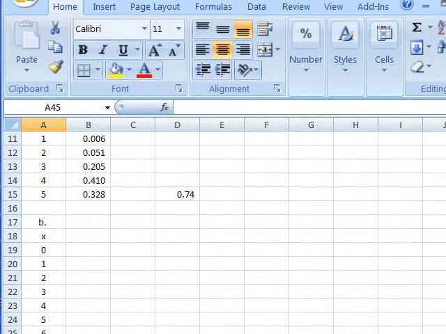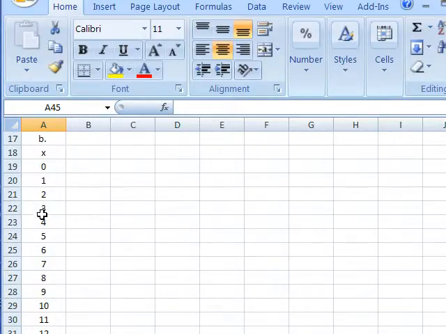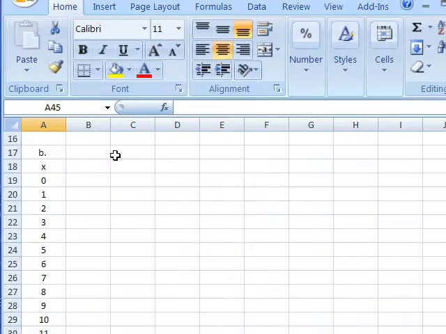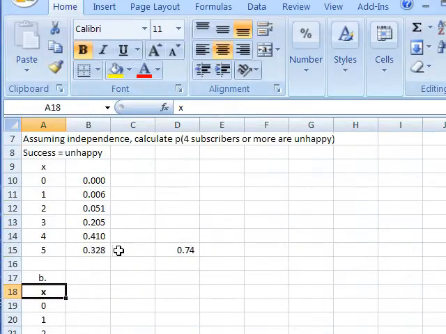See what Excel has done? It has incremented it each time. So I now have a list of numbers that goes all the way down to 25, just what we want. Okay, that's X. Now, the other neat thing is because I use my dollar signs, I can take this probability formula and just bring it right down here.